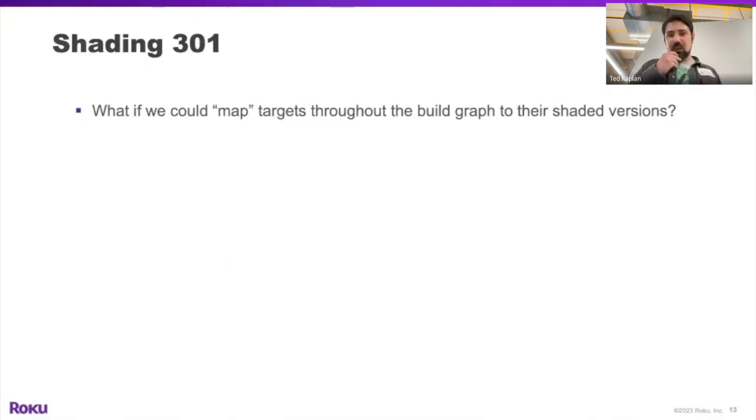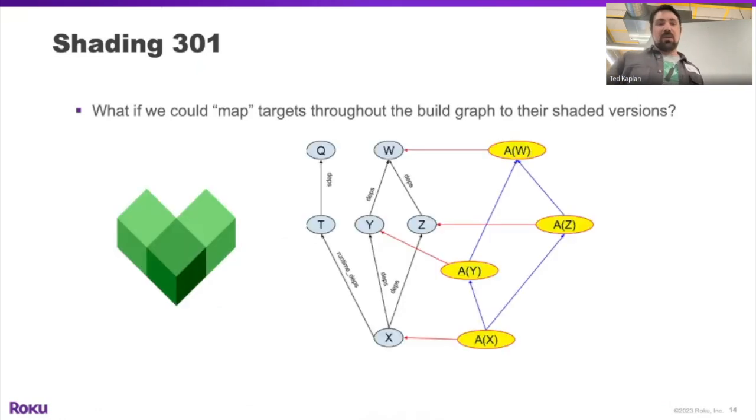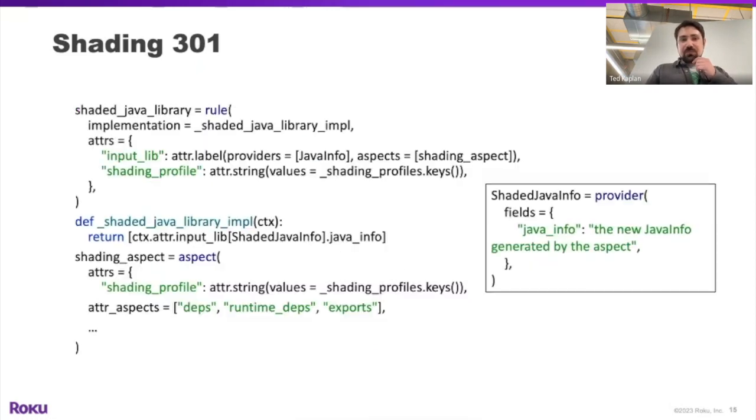So if you think about shading, it's really just adding an extra action to your whole build graph. And what's a way to do that with Bazel? I think Ulf mentioned it. There's a feature called aspects that lets you add extra actions to your build graph. This is a fun diagram taken from the Bazel docs.